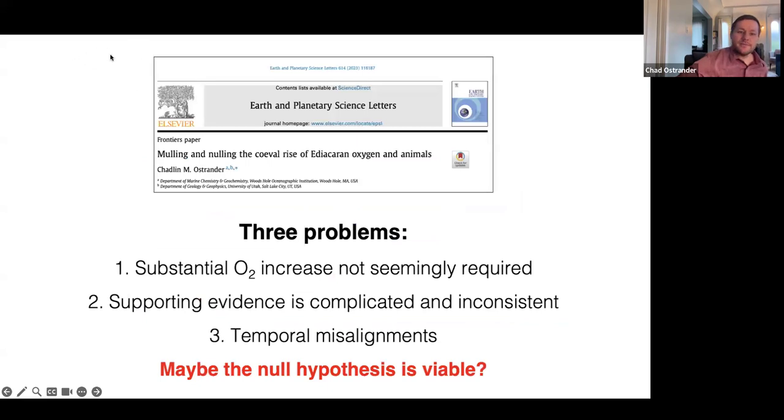And so I talk about all these ideas in a paper I recently published in EPSL, about the data that myself and my colleagues have generated that seems to support the idea of not a lot of oxygen during the Ediacaran rise of animals. But others in the community have pointed out some other things that seem worth noting as well. The substantial O2 increase that's often invoked doesn't seem to be required. The Ediacara biota don't look like they have really high energetic demands. And so it doesn't seem like they need this widespread oxygenation event, certainly not ventilation of the deep ocean like we have today. My data also seems to suggest that the supporting evidence is complicated and inconsistent. Some of these don't align in time. And the third point there is that there are temporal misalignments.